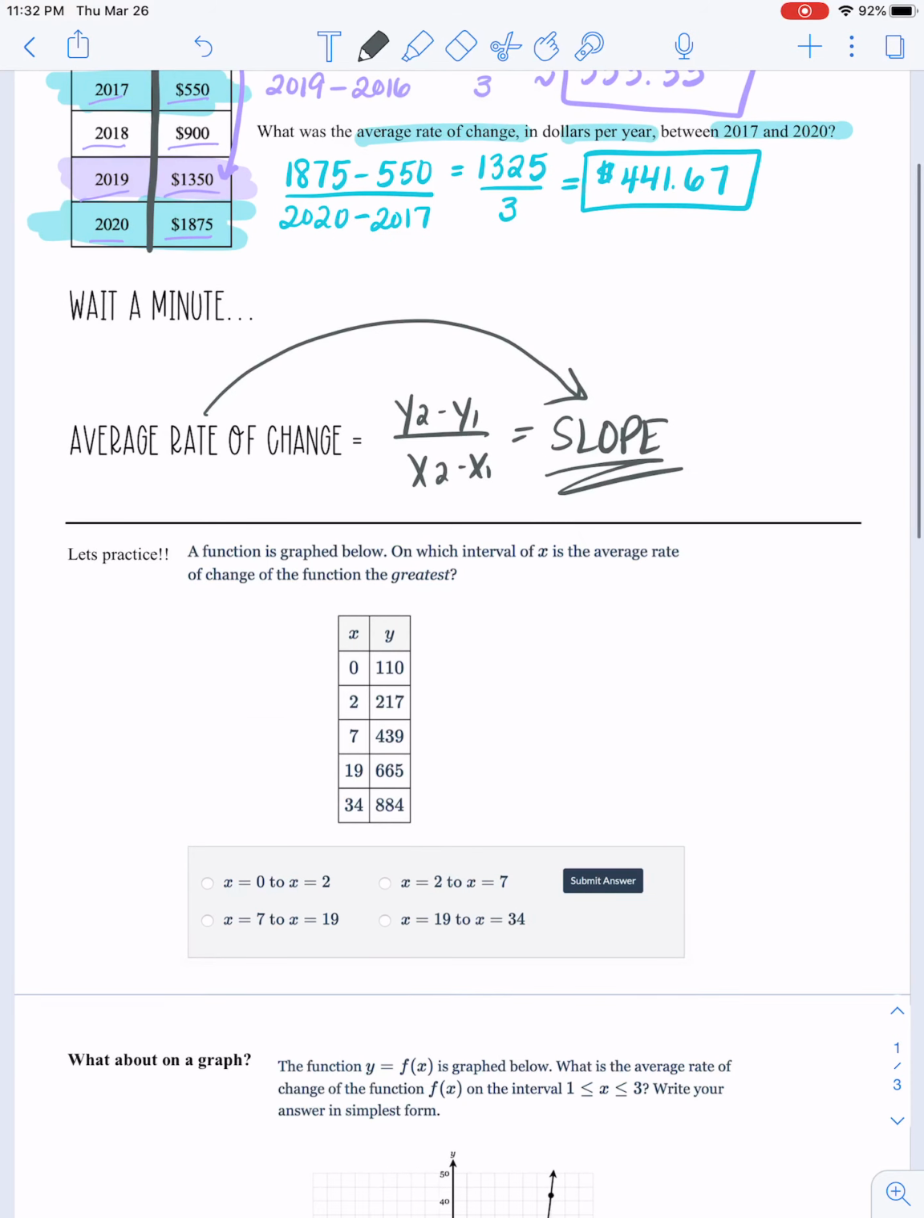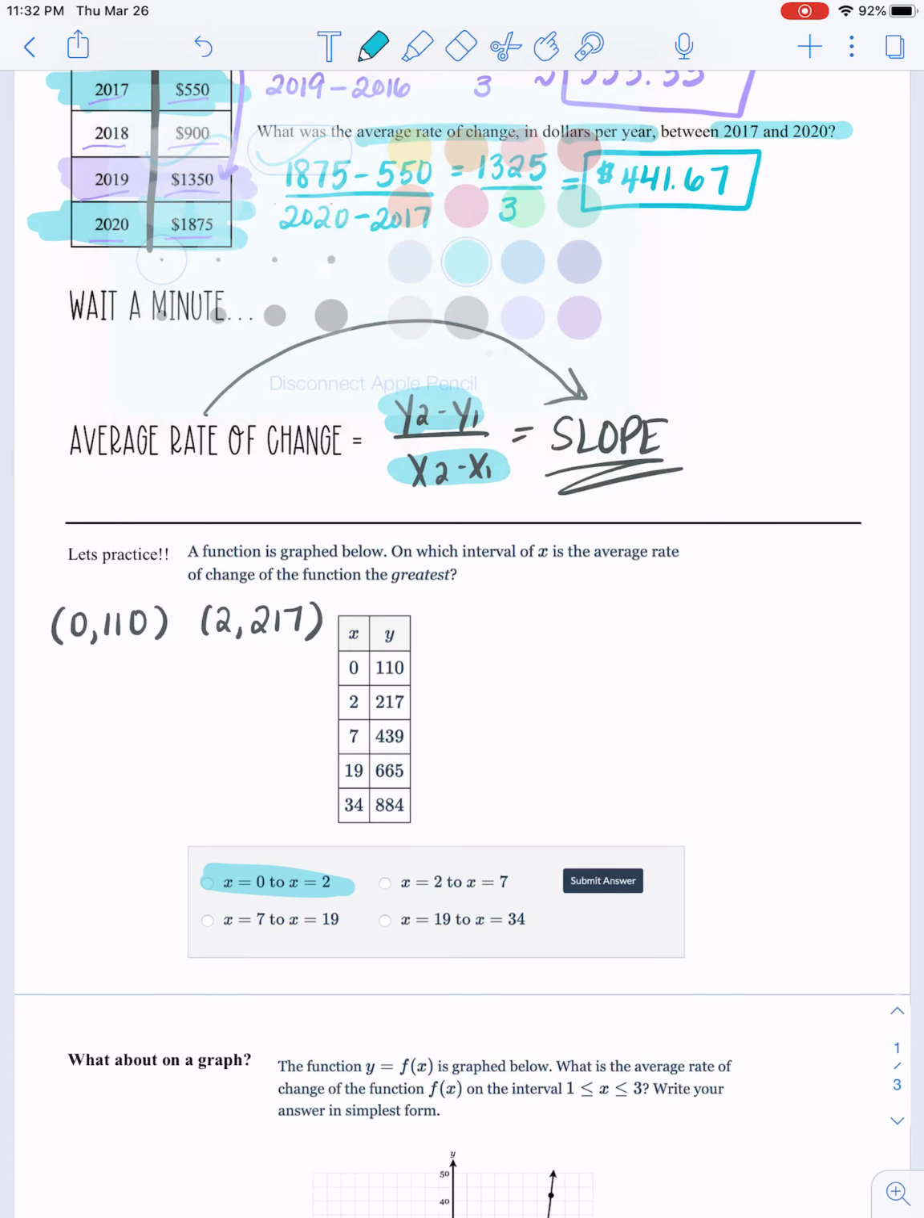Ooh, okay. So let's do this one first. From x equals 0 to x equals 2. So I have my x values, right? But my slope formula requires that I have y values and x values. So when x is equal to 0, my y value is 110. When x is equal to 2, my y value is 217. And just so I don't confuse myself, I'm going to label these right away. This will be my first x value. This is my first y value. This is my second x value, my second y value.